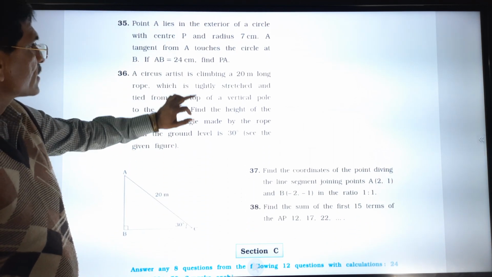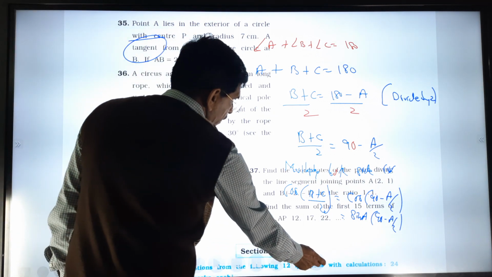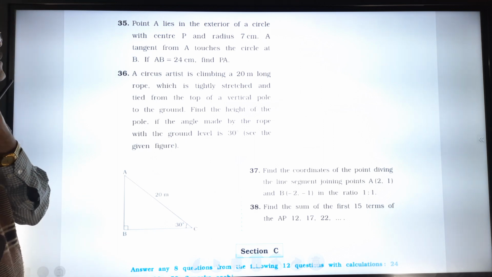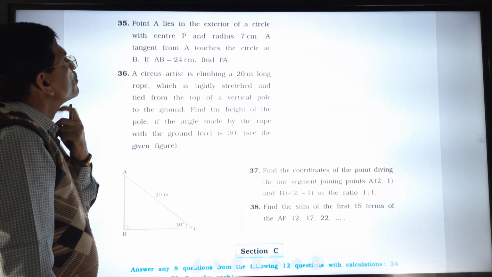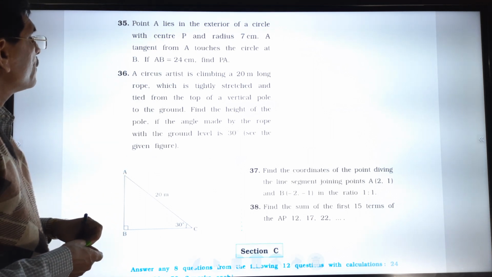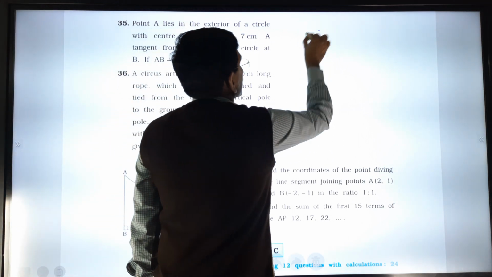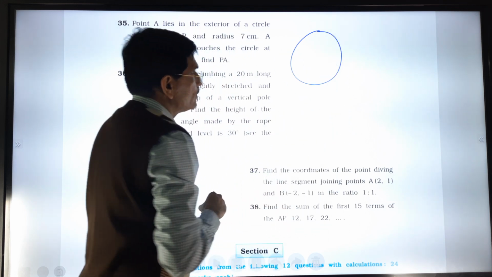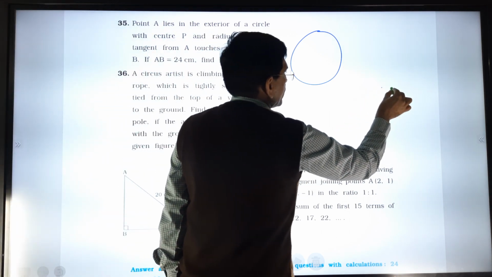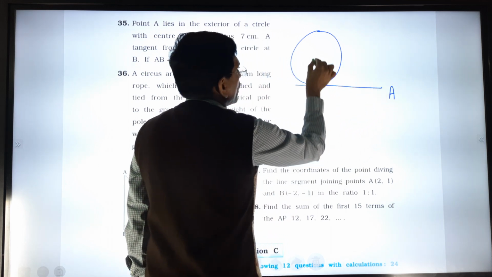Now question number 35. All our textual based sums are there. A point A lies in the exterior of a circle with center P, radius 7. A tangent from A touches the circle at B. If AB is equal to 24, find PA. If I want to draw a circle, and A lies in the exterior of the circle, so we can take point A here. Now we know that tangents are always perpendicular.